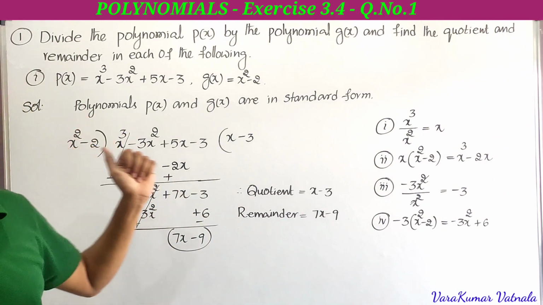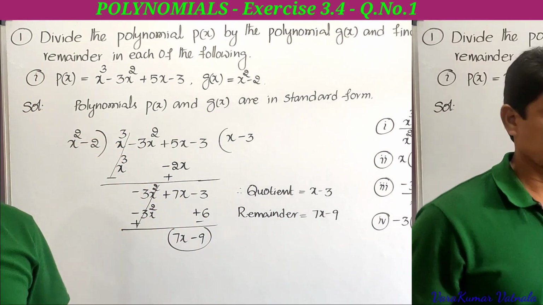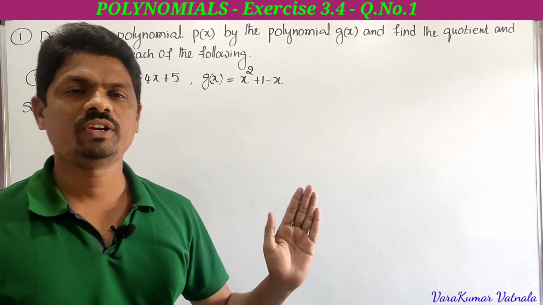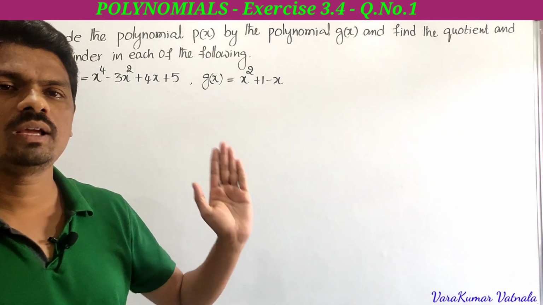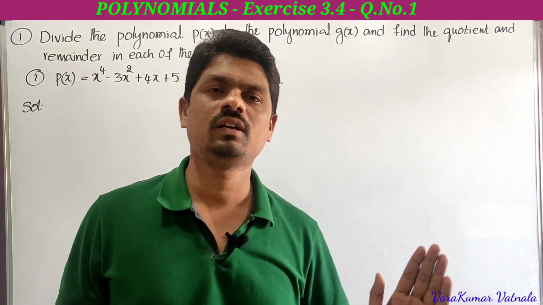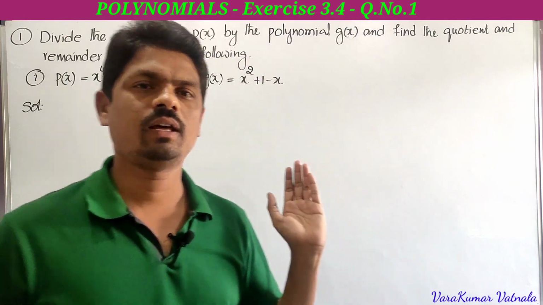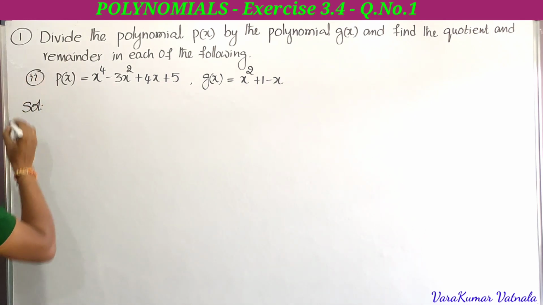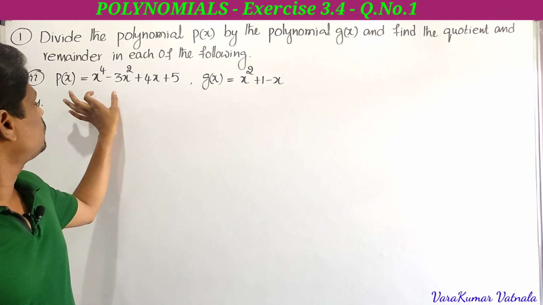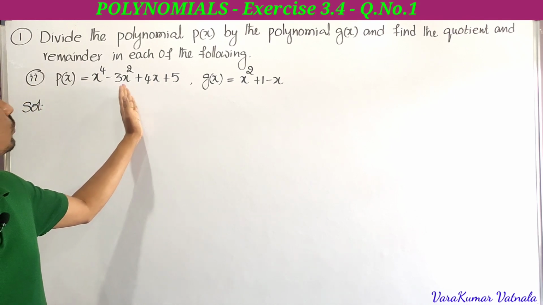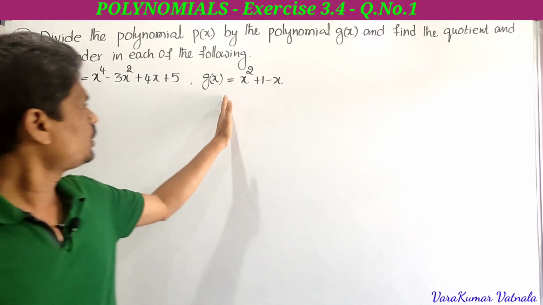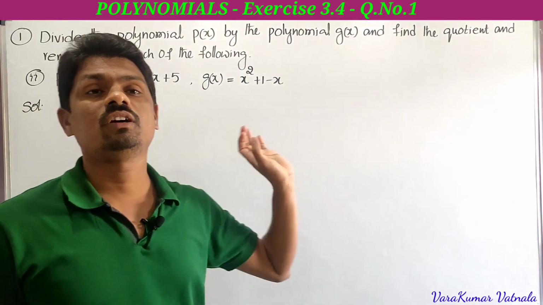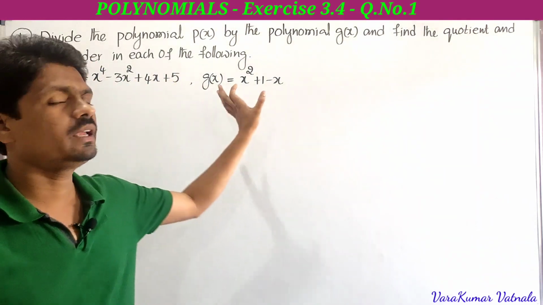This is the first bit in the first problem. Next we have to solve the second bit. He has given p of x and g of x, and he is asking to divide the polynomial p of x by the polynomial g of x and write the quotient and remainder. P of x is equal to x to the power 4 minus 3x square plus 4x plus 5. G of x is equal to x square plus 1 minus x. Now we have to divide p of x by g of x.